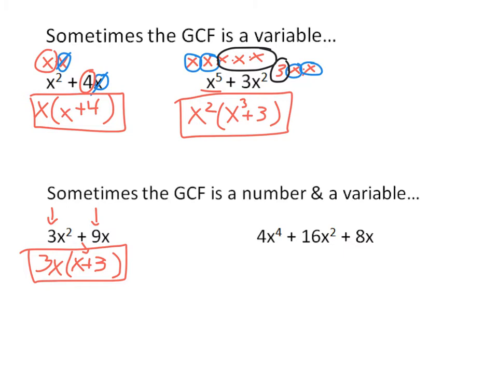And then 4x to the 4th plus 16x squared plus 8x. Okay, so first of all, again, I'm going to look for a numerical GCF. We've got a 4 here and a 16 here, which is positive, and we've got a positive 8. Each of those is divisible by 4. So I'm going to take that 4 out in the front.